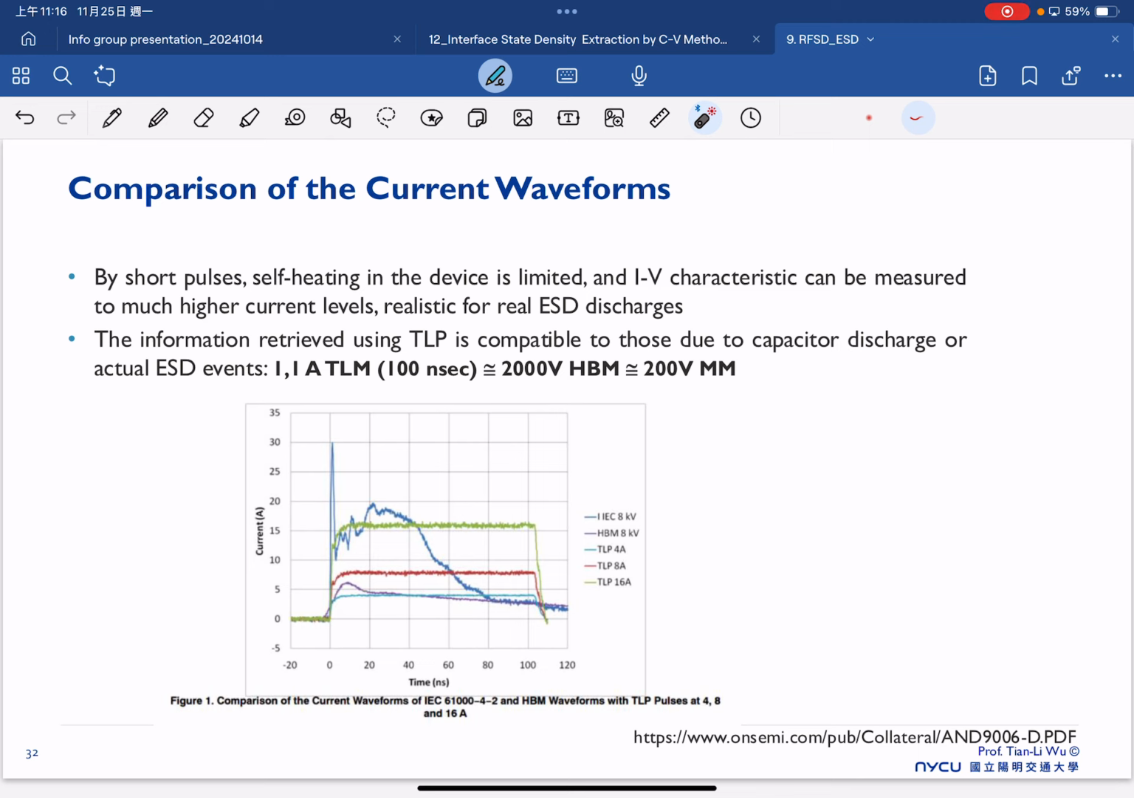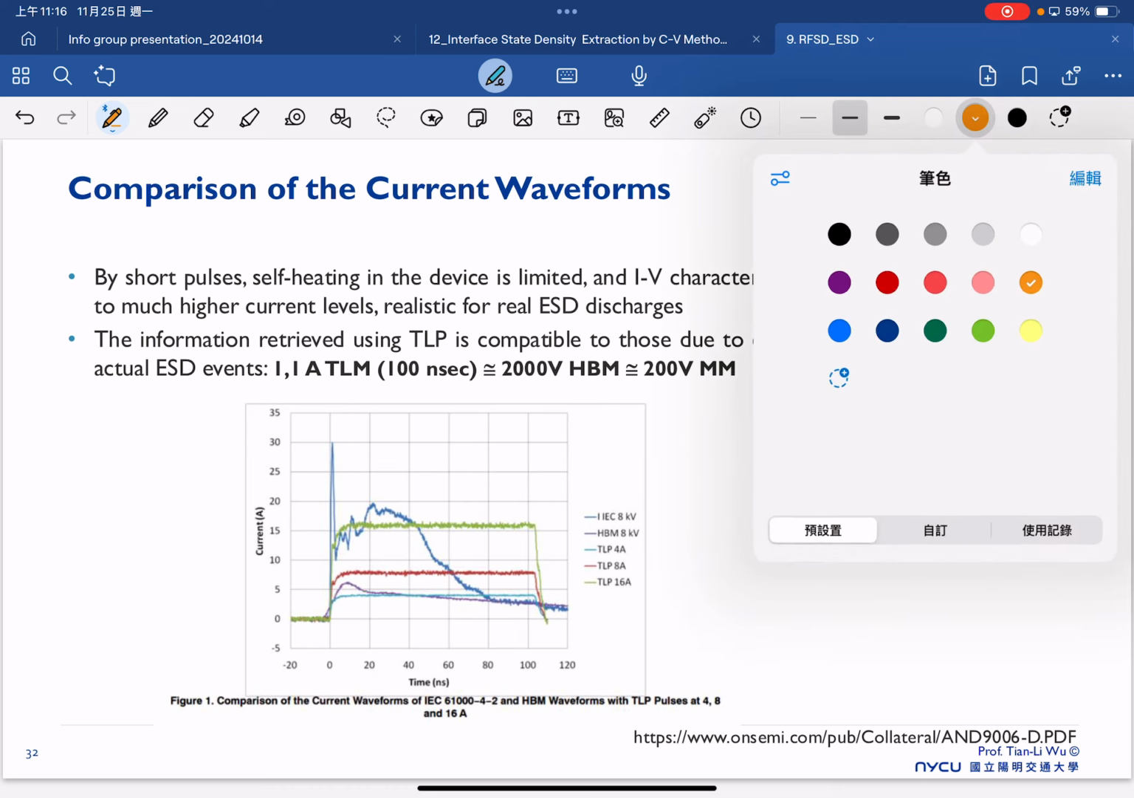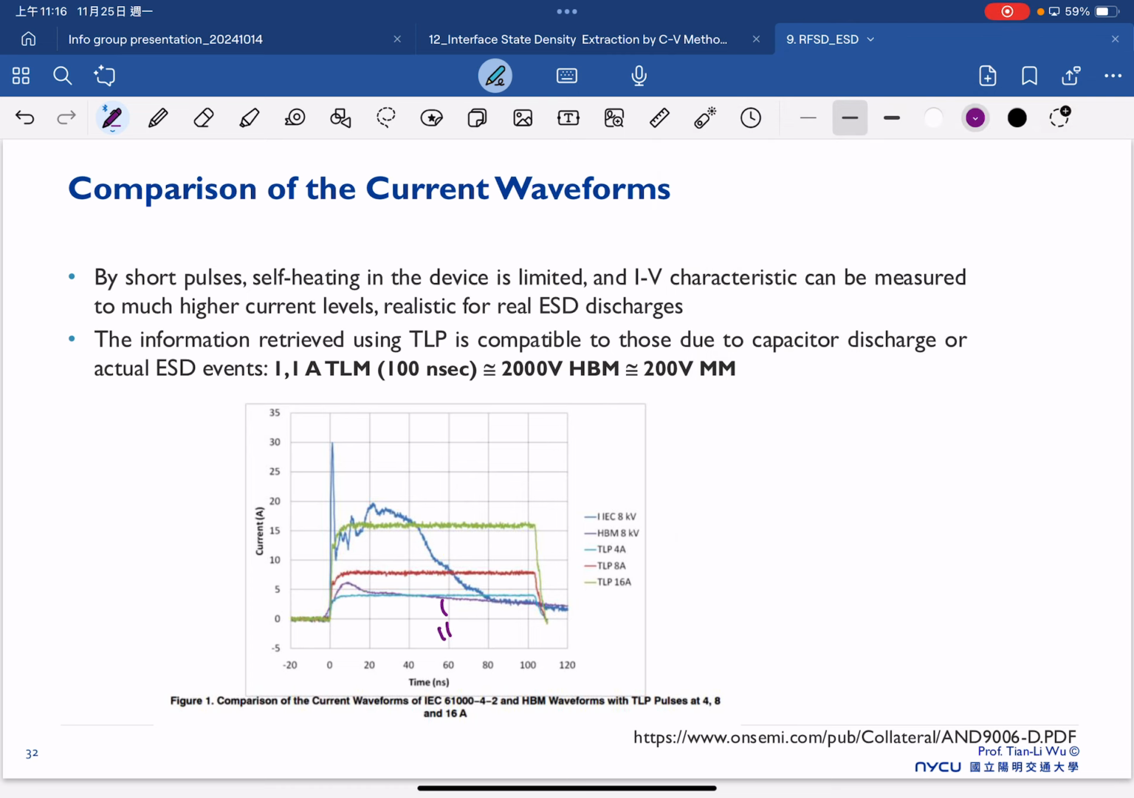So this is one of the examples. This is the human body model, this is HBM. And this is a TLP with a different current. This is a TLP for 60 amp, TLP for 8 amp, and TLP for 4 amp.